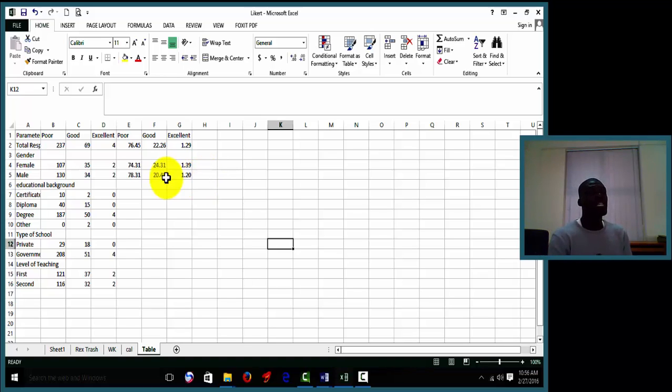So descriptively, we can say from here that we have more males having a poor attitude towards epilepsy than females. But we cannot conclude that unless we have done certain further analysis. We have not gotten there yet. So descriptively, this is what we have.